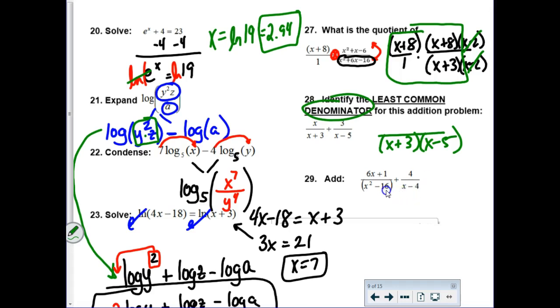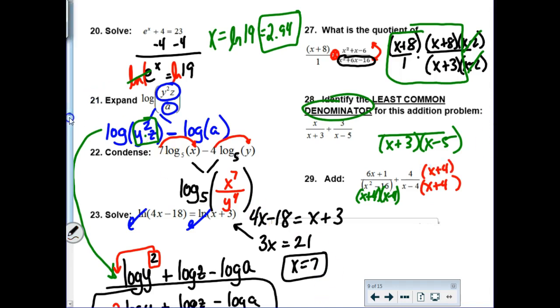Now this next one, you do have to get the common denominator. Notice how they put parentheses around the x squared minus 16. They're trying to help you remember you're supposed to factor that. So this is x plus 4 times x minus 4. Which, if I think about common denominators, that's going to be my common denominator on this question. So this guy over here, he's missing the x plus 4.